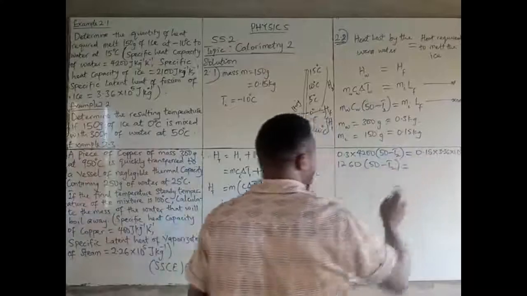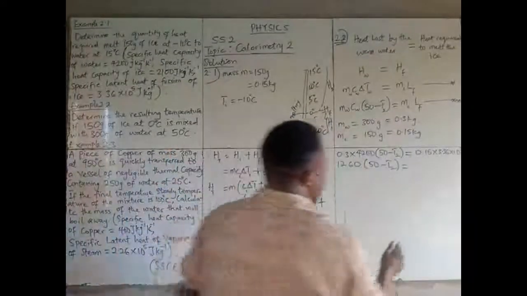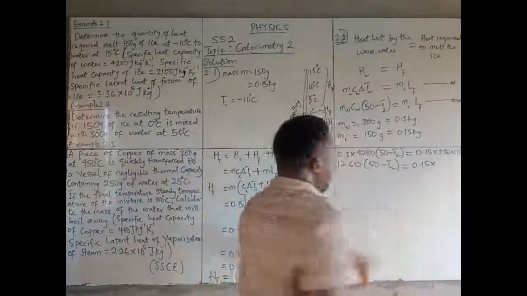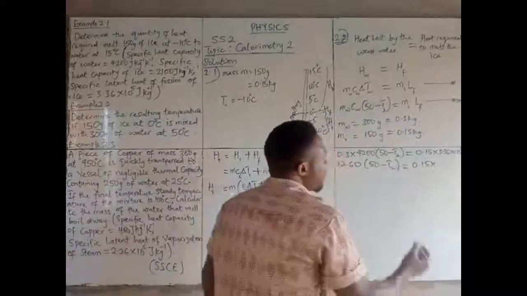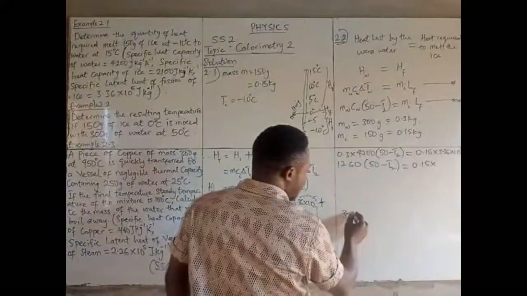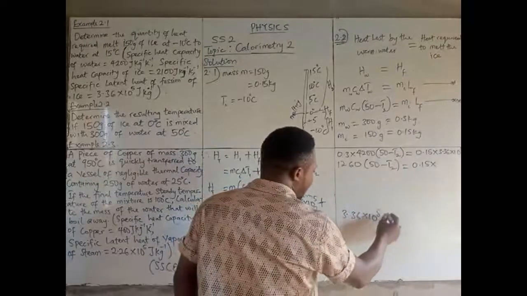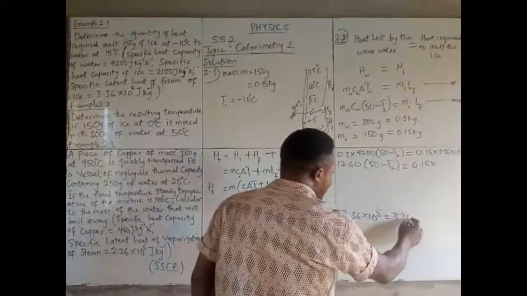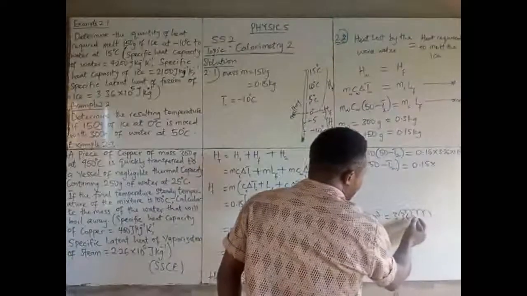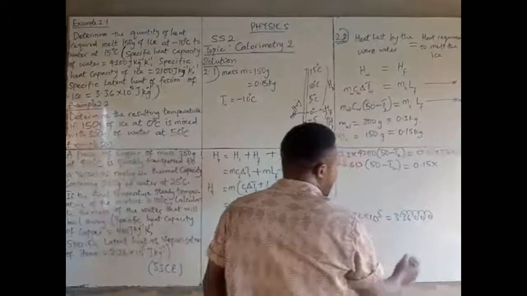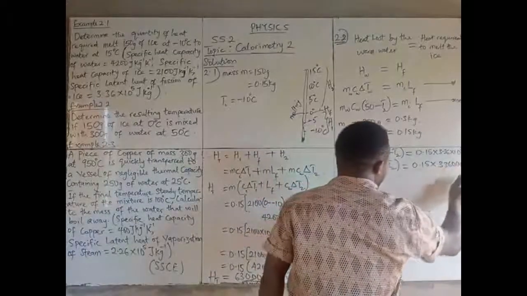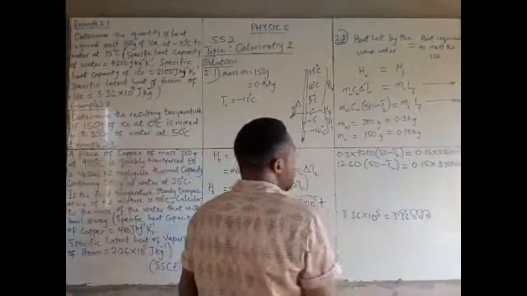0.15 times 3.36, let's do this. This is 0.15 times 3.36 times 10 to the power 5. I told you, you have to shift the decimal point 5 times. Standard form tells you that this is 3.36. Shift the decimal point 1, 2, 3, 4, 5, then fill the remaining part with 0. That is what we have: 336000. And that is the same thing we did the other time.